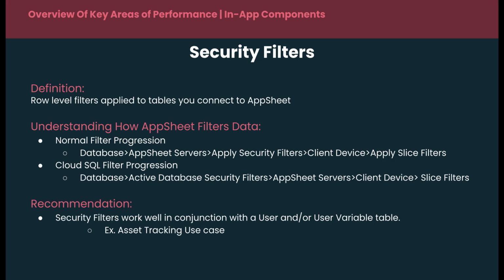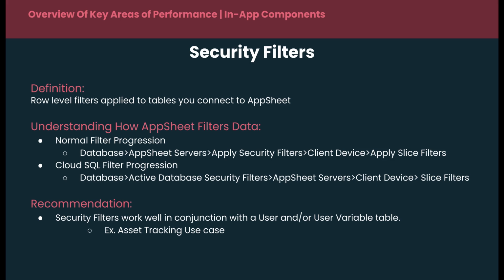All right, so moving into the in-app components, first thing that we're going to talk about is a concept that we've already alluded to on a number of occasions, and that is security filters. So security filters are row-level filters that are applied to tables that you connect to your AppSheet app. Again, we already kind of covered the standard progression, but I can't emphasize that enough. That is a crucial concept to know conceptually of why are security filters relevant? Why are they different than slice filters?